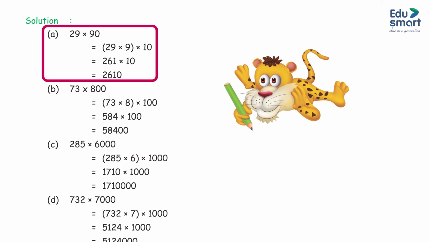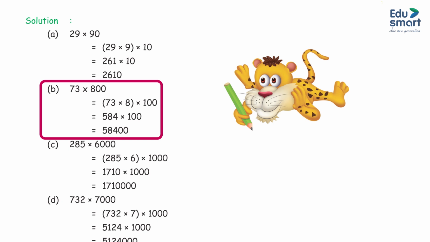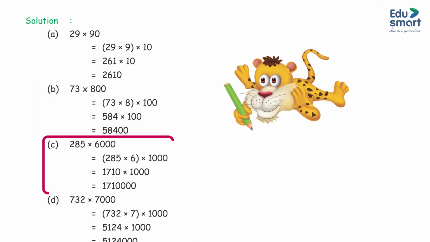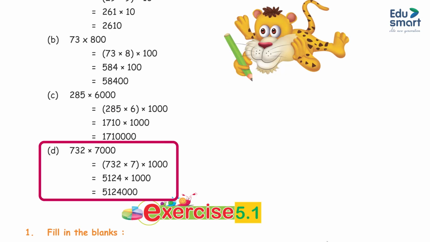Solution. A. 29 into 90 is equal to 29 into 9 into 10, which is 261 into 10, equal to 2610. B. 73 into 800 is equal to 73 into 8 into 100, which is 584 into 100, equal to 58,400. C. 285 into 6000 is 285 into 6 into 1000, which is 1710 into 1000, equal to 17 lakh 10,000. D. 732 into 7000 is 732 into 7 into 1000, which is 5124 into 1000, equal to 51 lakh 24,000.